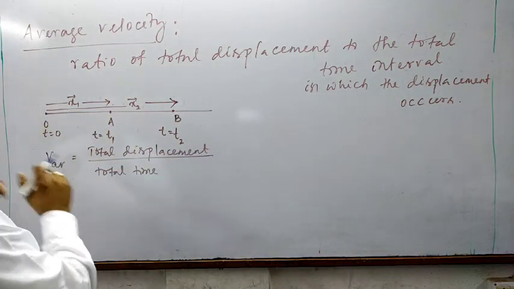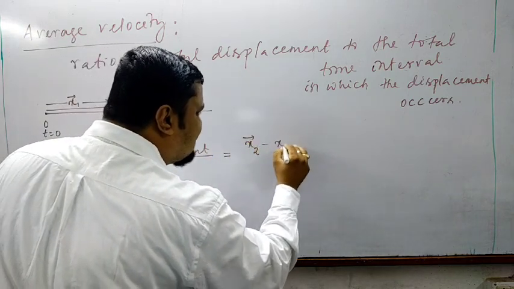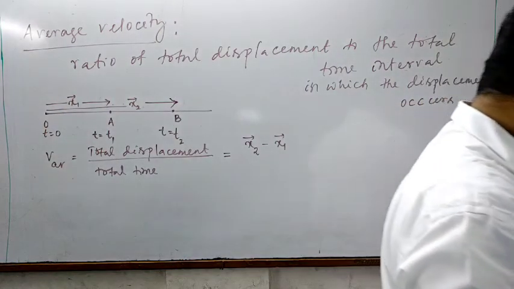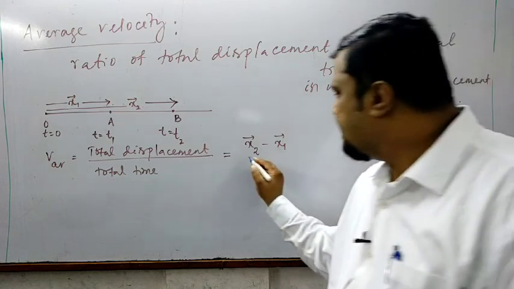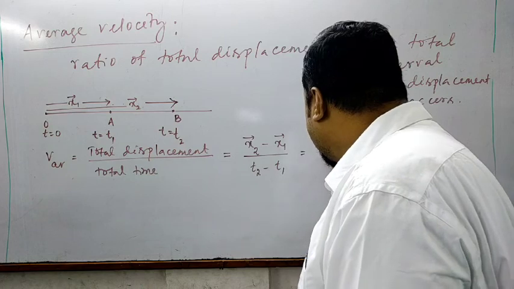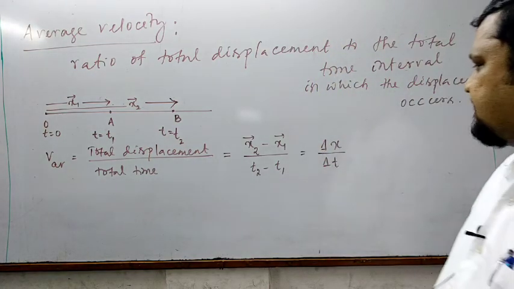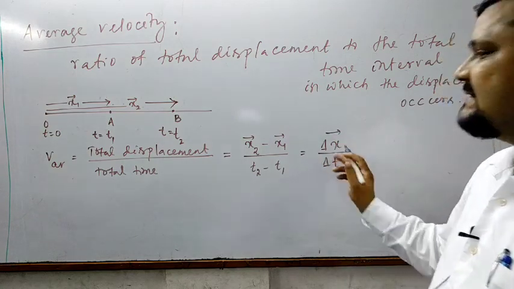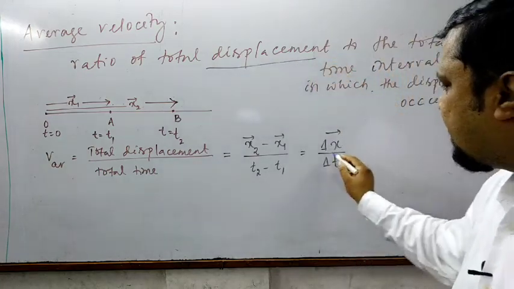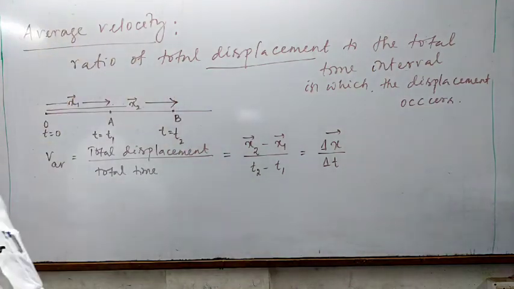So in that case, when I find this average velocity, I can write it as x2 minus x1. That is the total displacement. Yes or no? x2 minus x1 divided by t2 minus t1, or that can be written as delta x by delta t. That is the average velocity. That is the delta x, the total displacement in the time interval delta t. So this is called your average velocity.